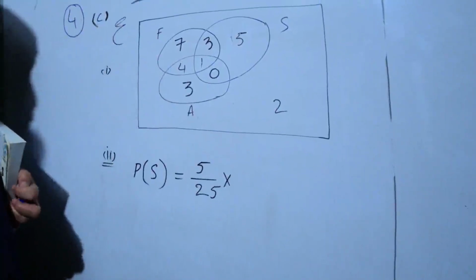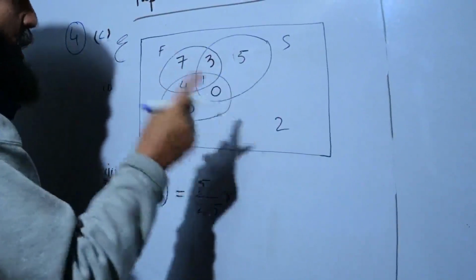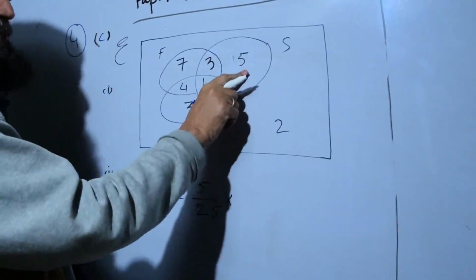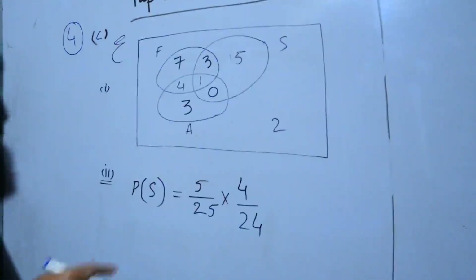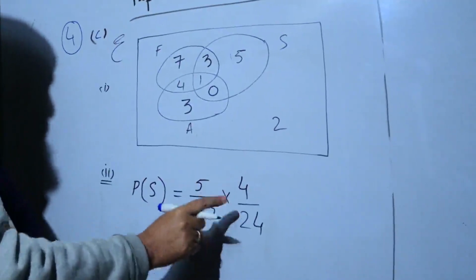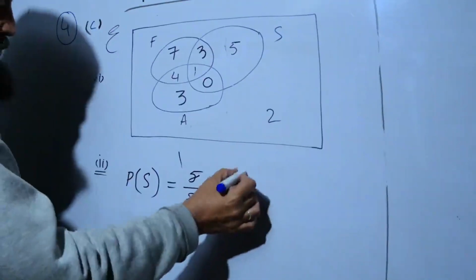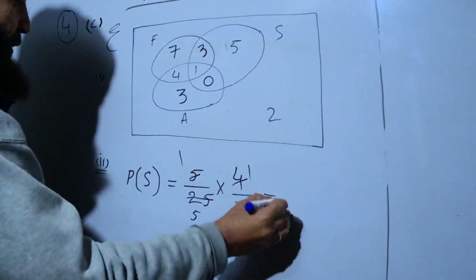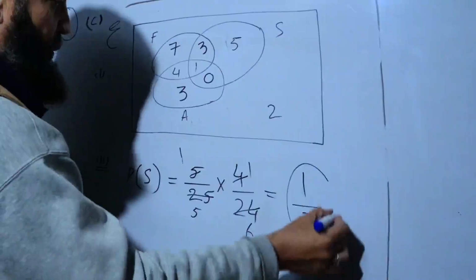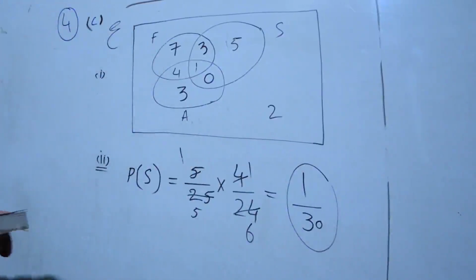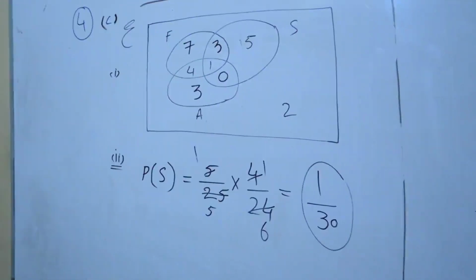1 is chosen. Now for the second student, how many students are left? Now there are 24 students left, and how many of them are Spanish students? There are 4. So that will be 4 over 24. This is the probability of choosing the second student who studies Spanish also. So we solve it: 5 ones are 5, 5 fives are 25, 4 ones are 4, 4 sixes are 24, 1 one is 1, 6 fives are 30. So the probability of choosing both students who study Spanish is equal to 1 over 30.